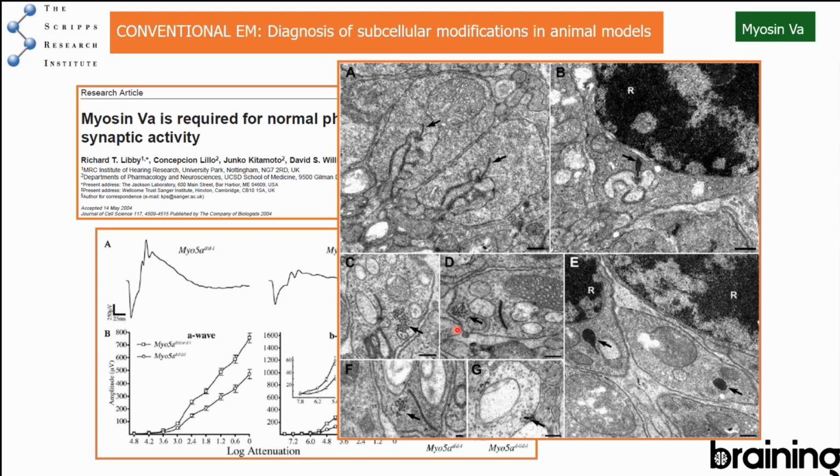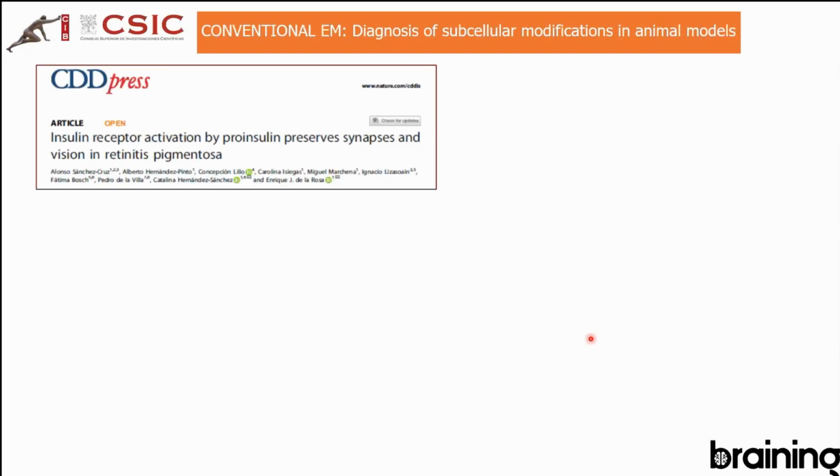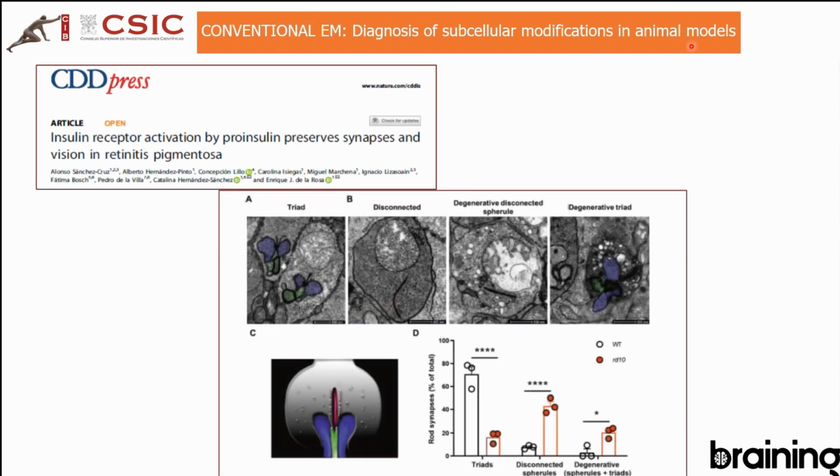You can try to find something at the EM level. And here you see that there were some defects in the synaptic connections. This is a normal synapse, and we found some defects in the synaptic connections in this animal model. I'm going to go a little bit quicker now. Also some conventional EM, another diagnosis of subcellular modifications in another animal model. This is something similar, but with a different animal model.